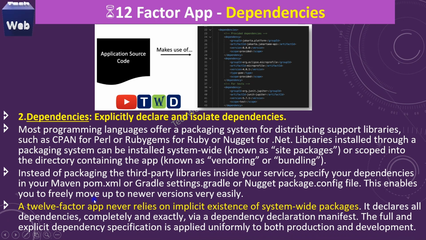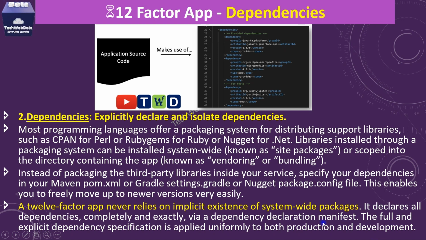So a 12-factor app never relies on the implicit existence of system-wide packages. This principle is always saying you should mark your dependencies as a package, and not include them directly inside your service or microservice. It declares all the dependencies completely and exactly via a dependency declaration manifest. We can see an example in the picture.